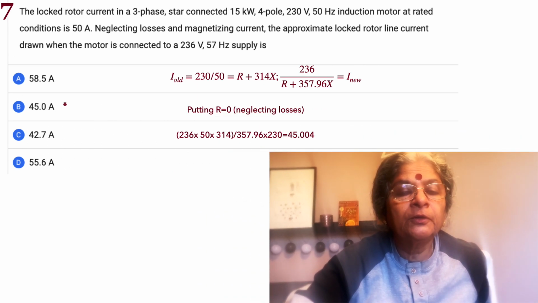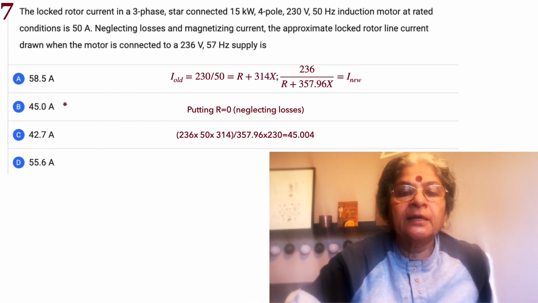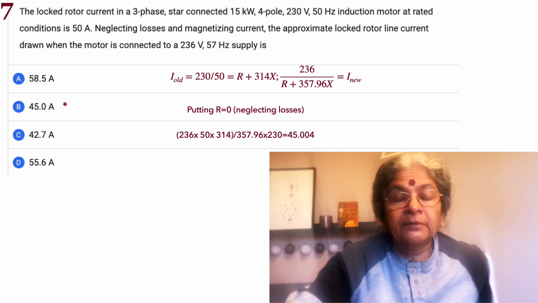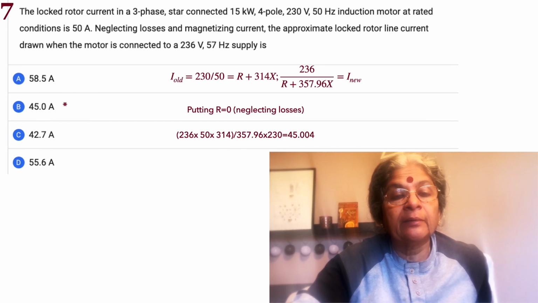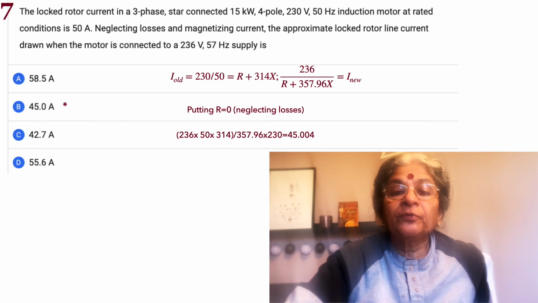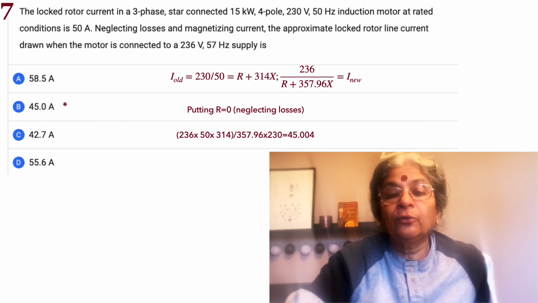Okay, so moving on to the seventh problem. The locked rotor current in a three-phase star connected 15 kilowatt 4-pole 230 volt 50 hertz induction motor. So 4-pole 50 hertz tells us about a 1500 rpm machine, the synchronous speed, at rated conditions 50 amps. So it is taking 50 amps. And the condition is a locked rotor or blocked rotor condition. Neglecting losses and magnetizing current, the approximate locked rotor line current drawn when the motor is connected to 230.